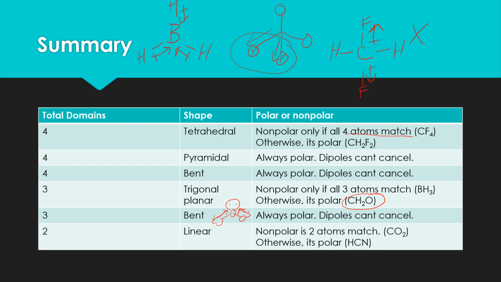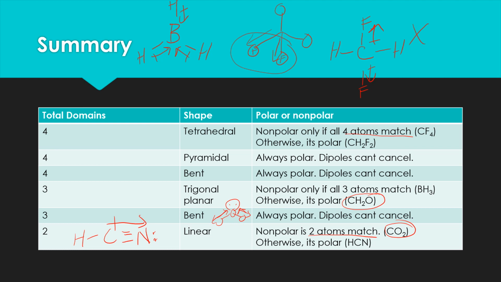And then our linear structure. Our linear structure is nonpolar if our 2 atoms match, like we saw in carbon dioxide earlier. Otherwise, if they don't match, it's polar. So a good example is HCN. So if I wanted to draw this, we end up with this structure with a triple bond, lone pair. So hydrogen and carbon would be a nonpolar bond, but carbon-nitrogen, we get a dipole there. It's pointing towards one side of the molecule. There's nothing to cancel it out, so it would be polar.